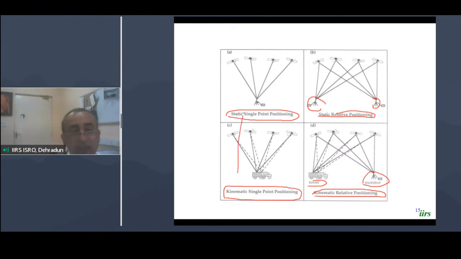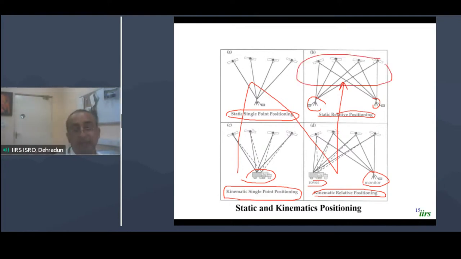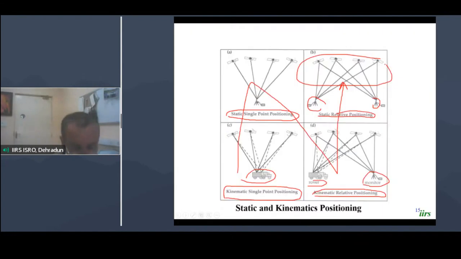So if you draw an N like this, the accuracy is improving. If you follow the path of this N, accuracy is improving. This is the least accurate and this is the most accurate observation technique. That is static and kinematic positioning technique. These are the two components I have explained.